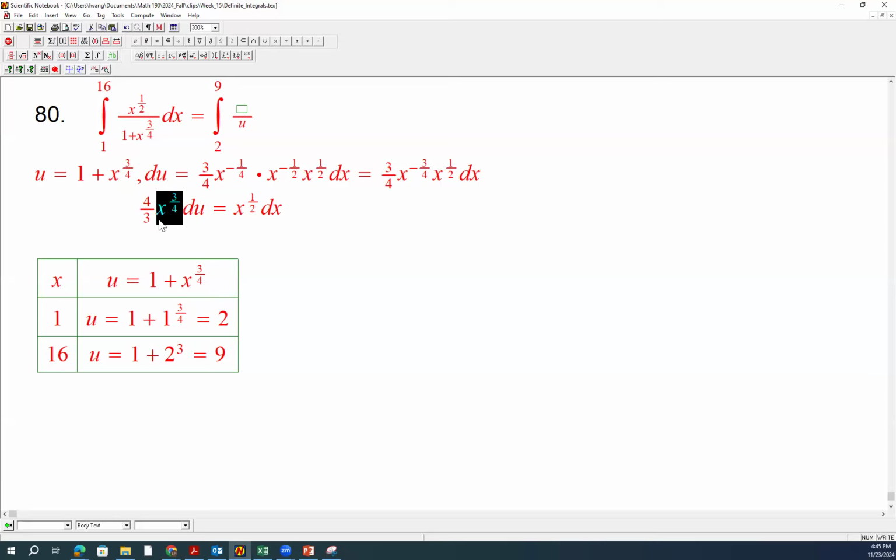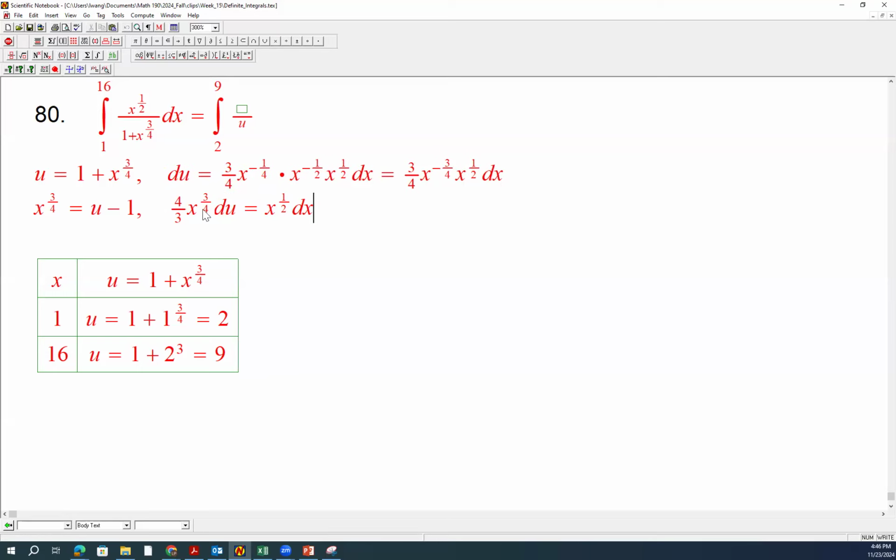Then you say, wait a minute, we have x raised to the power of 3/4. Hey, x raised to the power 3/4 can be found in this relationship, right? In the relationship here, that's going to equal what? That equals u minus 1. Voila. And now we're ready to move.